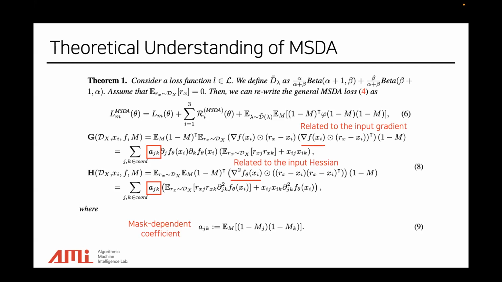So the G and H depend on Mixup and CutMix? Yes, Mixup and CutMix also have the mask. So the design of the mask of CutMix and Mixup also affects these parts. So Mixup and CutMix both affect G and H. Yes, both.